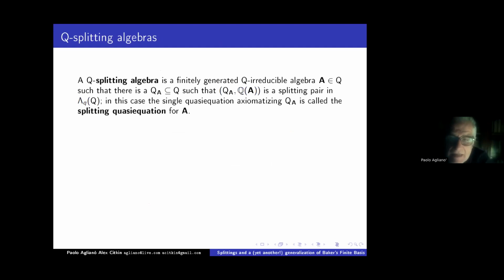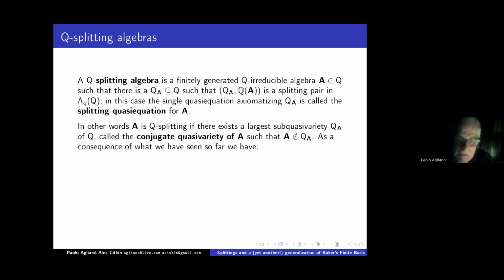What is a Q-splitting algebra? It is a finitely generated Q-reducible algebra A such that there is a quasi-variety which is the left part of a splitting pair, where the right part is the quasi-variety generated by A. In this case, we talk about a splitting quasi-equation, and we can call Q of A the conjugate quasi-variety if you want. Here it is.